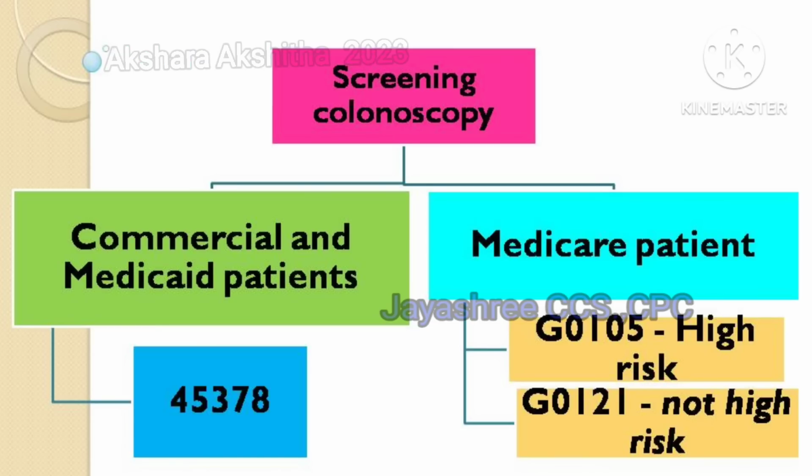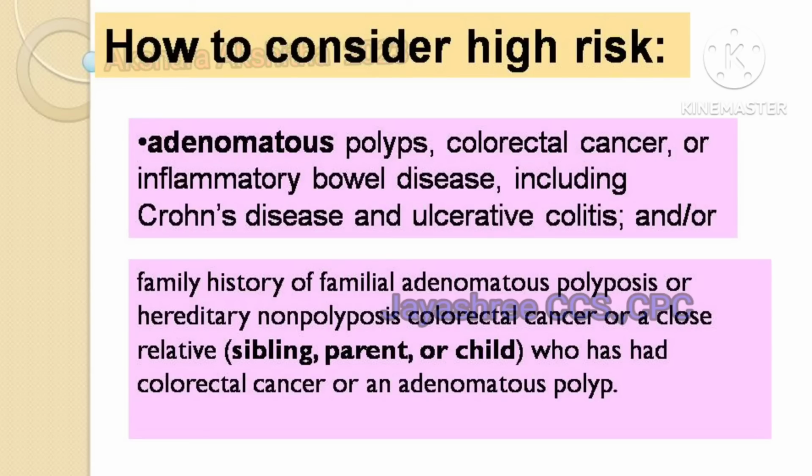For screening colonoscopy, we need to check first the patient's insurance. If non-Medicare patient, then code 45378. If Medicare patient, then two codes, G0105 and G0121. So let's see when we have to use which of these codes. G0105 is for high risk patient, G0121 is for low risk patient.